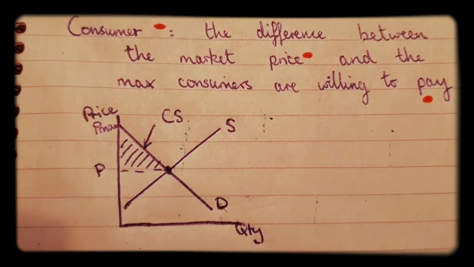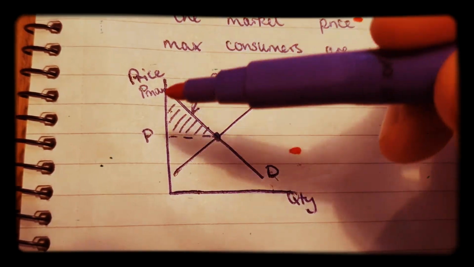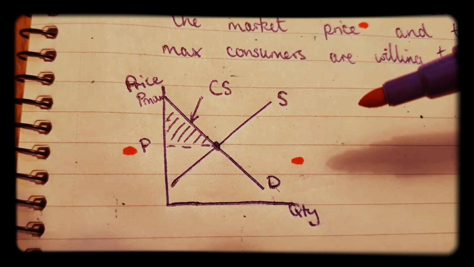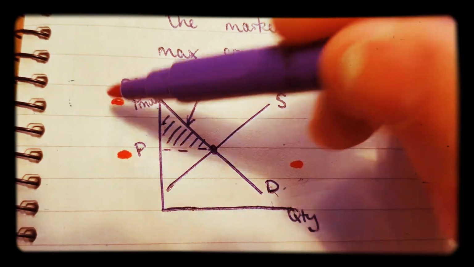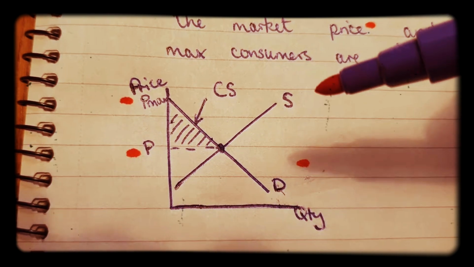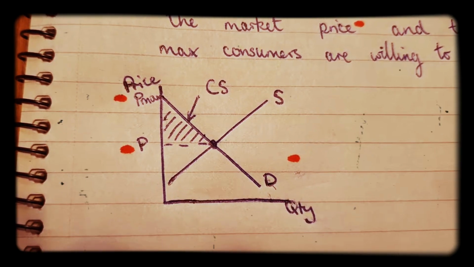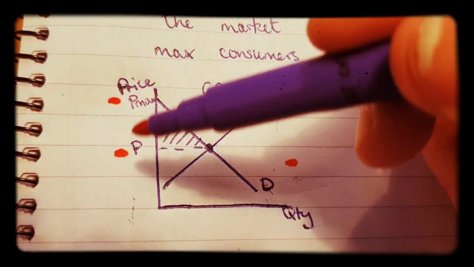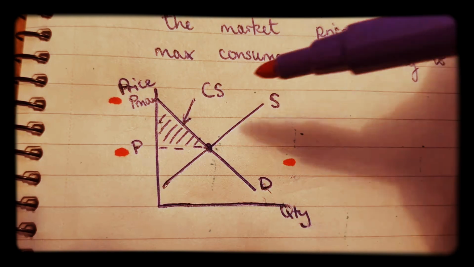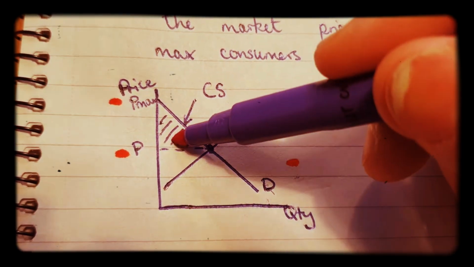Okay, so you can show consumer surplus on this diagram here. Here is the market price. That's where the market is in equilibrium. And that up there is the maximum price, as you can see on the demand curve. That is the maximum price that consumers are willing to pay. So the difference between those two and the area under that demand curve is the size of the consumer surplus. Okay, the shaded area there.